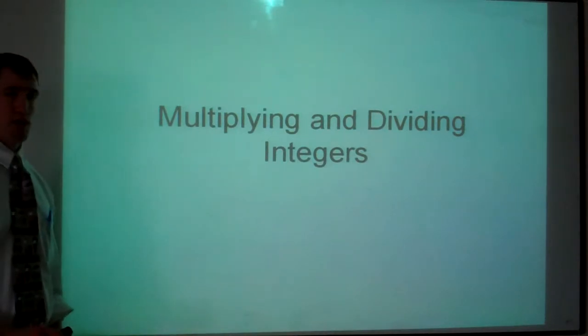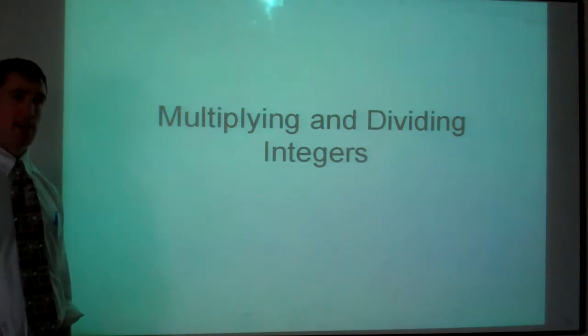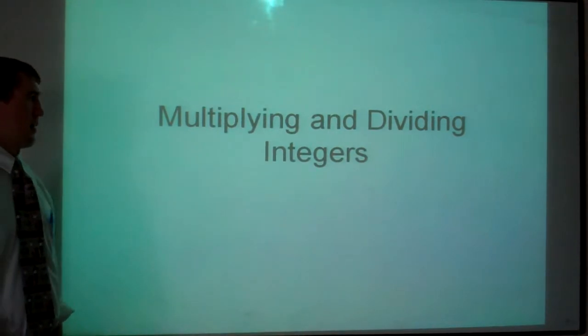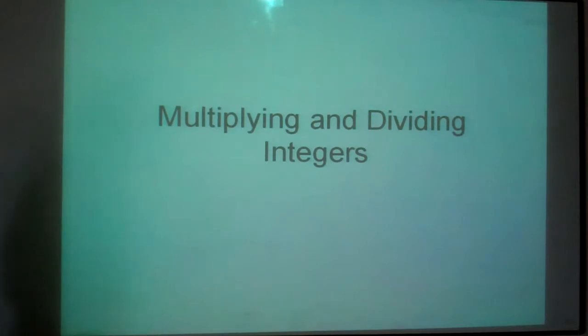So remember that integers are all the counting numbers: 1, 2, 3, 4, 5, 6, 7, 8, 9, 10, all the way up to infinity, and then all of their opposites. So zero is in there, and then -1, -2, -3, down to negative infinity.